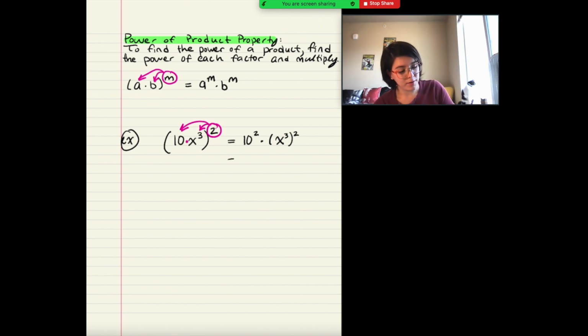And so now all we have to do, since we have the squared on the outside of a parentheses, we need to make sure we multiply by 3. So we have 10 squared times x to the 6th.